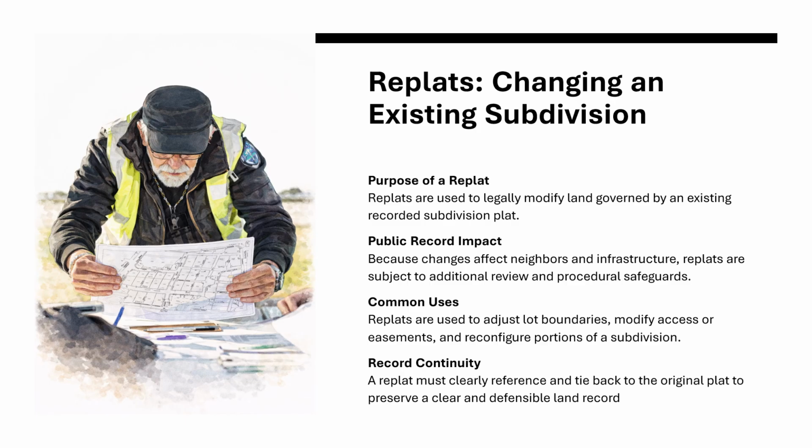Both the existing configuration and the proposed changes must be unmistakable. Ambiguity does not just create drafting issues, it creates lasting legal uncertainty. And for drafters and surveyors, replats reinforce that land records are cumulative. Each revision builds on what came before. A replat that fails to clearly communicate its relationship to the original plat disrupts that continuity and places future users of the record at risk. The goal is not just to show what is new, but to preserve a clear, intelligible chain of record.